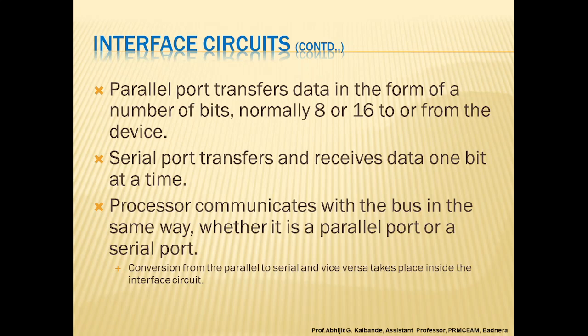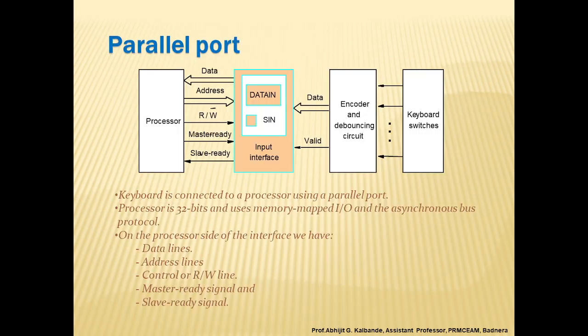For a parallel port, data is transferred in the form of a number of bits, normally 8 or 16, at a time, whereas a serial port transfers and receives data one bit at a time. So the processor communicates with the bus in the same way, whether it is a parallel port or a serial port. Now, first of all we will talk about a parallel port.